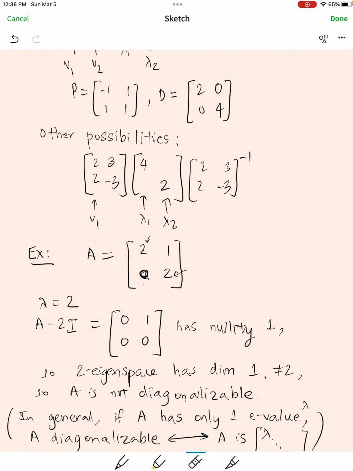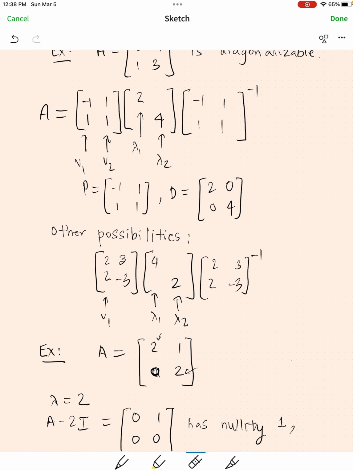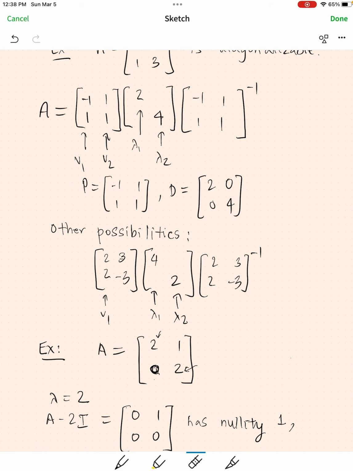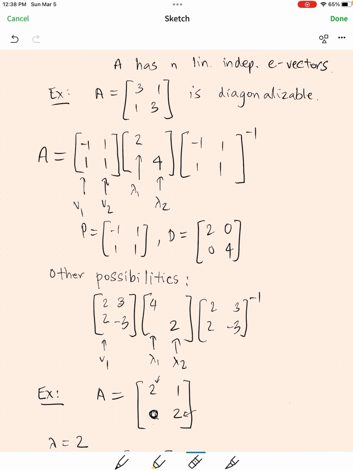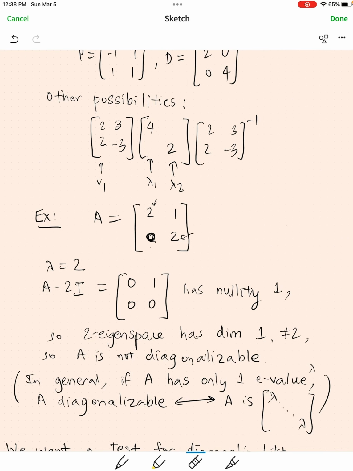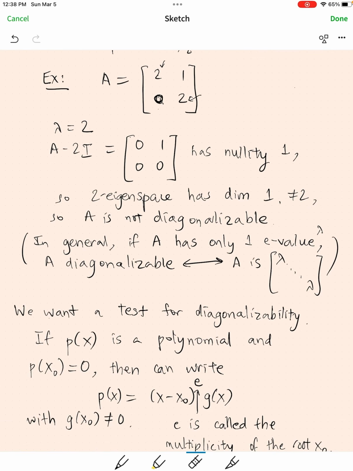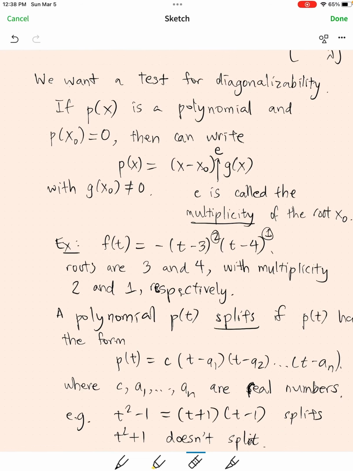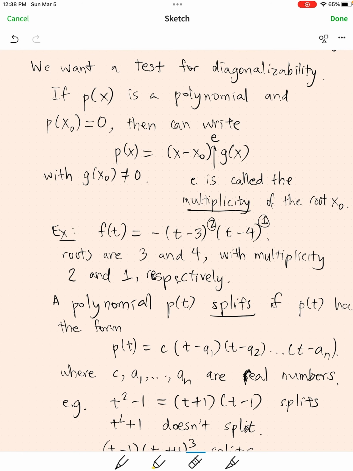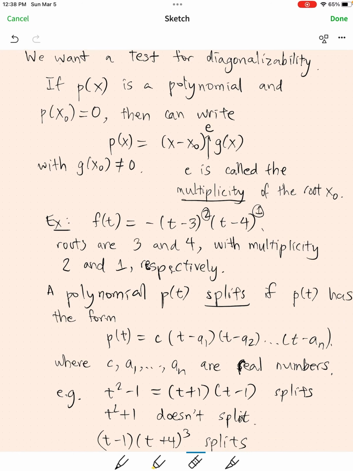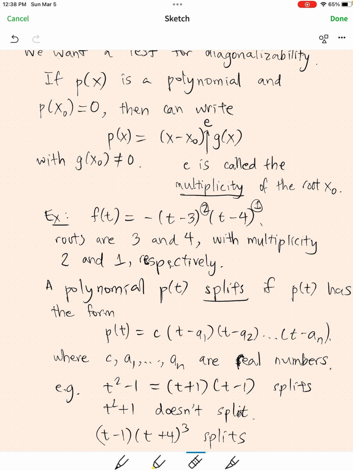Okay, anyway, so that was that, and then we wanted to talk about how to tell if a matrix is diagonalizable. So here's one example, 3, 1, 1, 3. And then we gave an example that wasn't diagonalizable. And we talked about how we want to test for diagonalizability. And we started introducing some terminology we need. So one of the vocab words is the multiplicity.